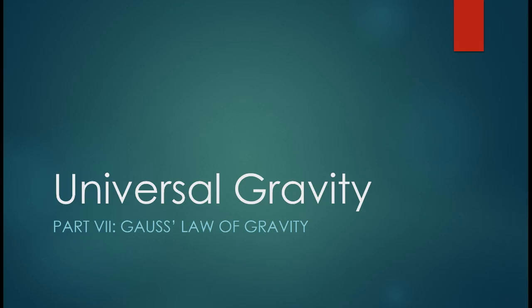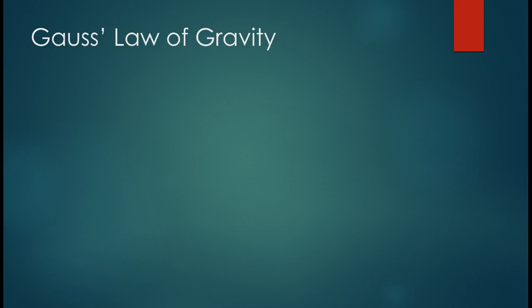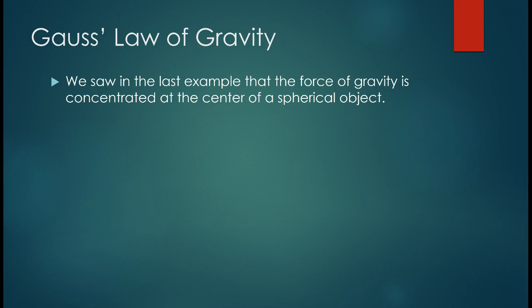Okay, welcome back everyone. In this video, we're going to be taking a look at a very important concept, Gauss's law of gravity. And we're going to look at how this springs from what we did last time, showing that all the mass of an object can be thought of as concentrated at its center. So we're going to jump right into this, but we saw that the force of gravity is concentrated at the center of a spherical object.